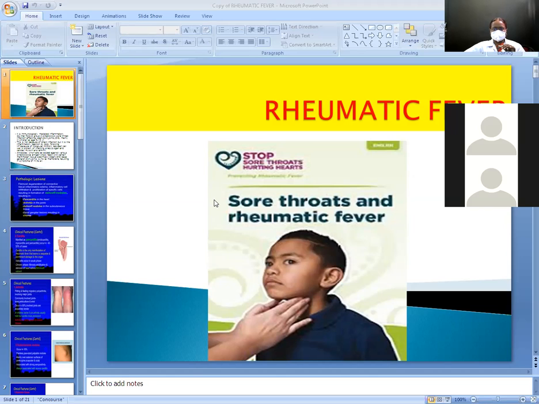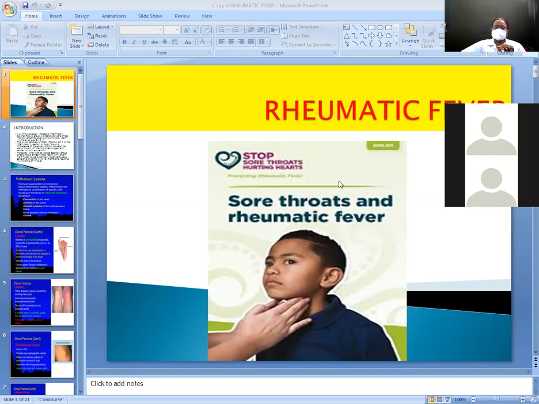Attack of sore throat. Rheumatic fever follows the attack of sore throat, so it is not the bacterial infection. Sore throat is a bacterial infection caused by beta hemolytic streptococcus, that is Streptococcus pyogenes.